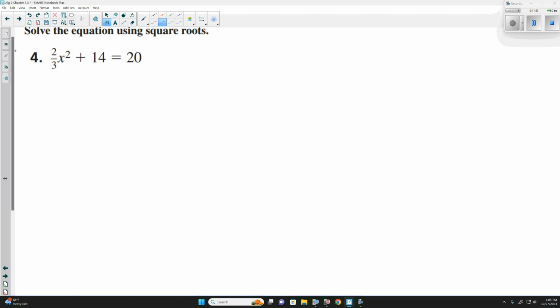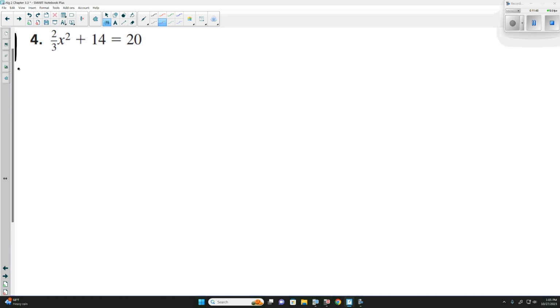Again, we can use the square root method on this here because we do have an x squared term, but we don't have a middle term. We don't have an x term. We don't have plus 3x. So we can use the square root method. So the first thing we need to do is get our term being squared by itself. And we can do that by subtracting 14. Yes.